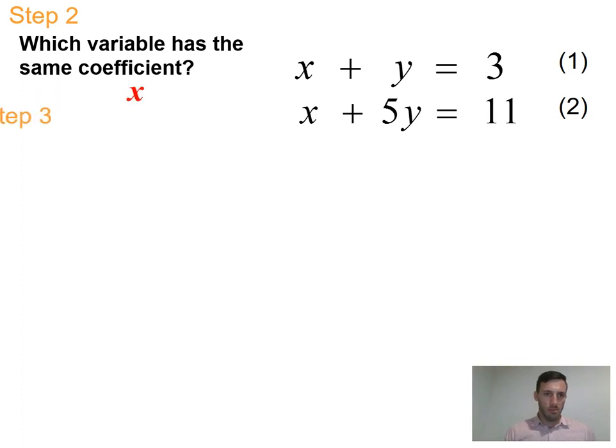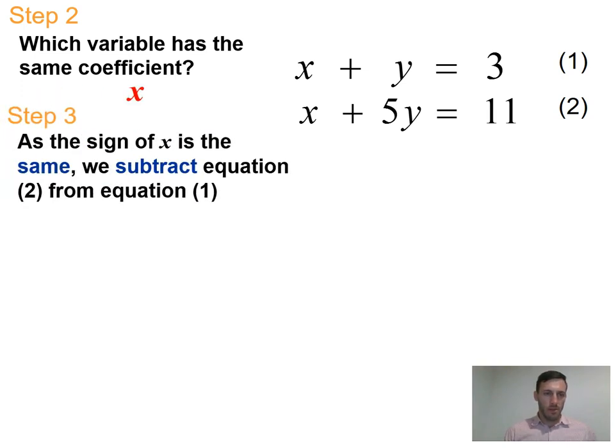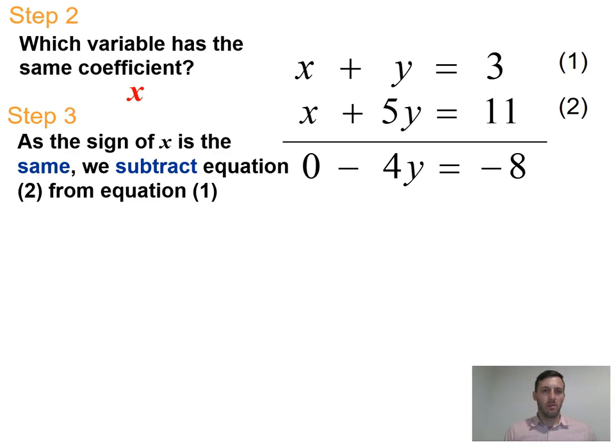So x has the same leading coefficient. In this case, they're both positive, so we're going to subtract equation 2 from equation 1. So all we're doing here is subtracting 1 from 1, which is the x coefficients, and we're going to subtract 5 from 1, which are the y coefficients. That gives us -4y. And we're going to subtract 11 from 3. We're just doing this vertically or within the columns.